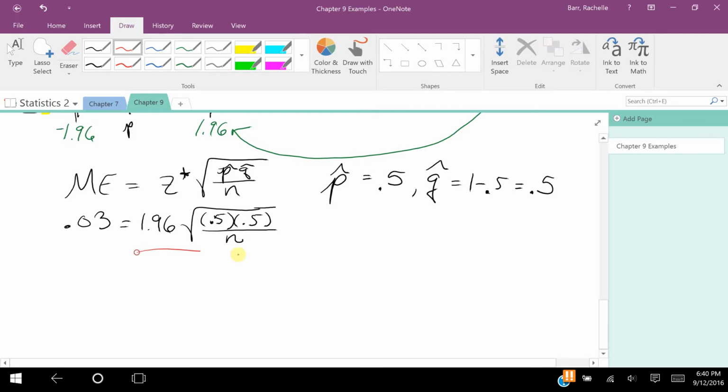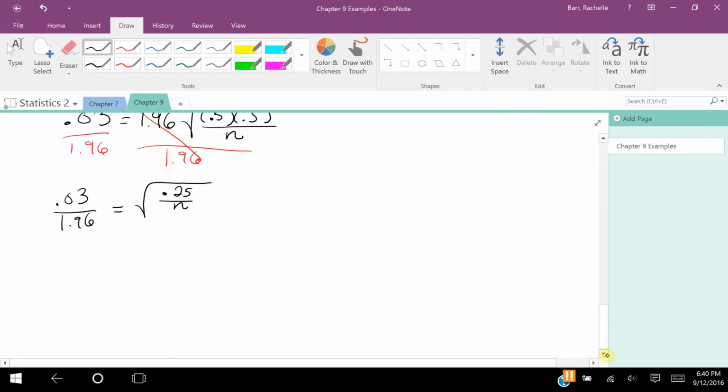First thing I'm going to do is divide by 1.96. I'm going to cancel these two. And I get that 0.03 divided by 1.96 is equal to the square root. And I'm going to do 0.5 times 0.5, which gives me 0.25, divided by n. And then I'm going to square both sides to get rid of the root.